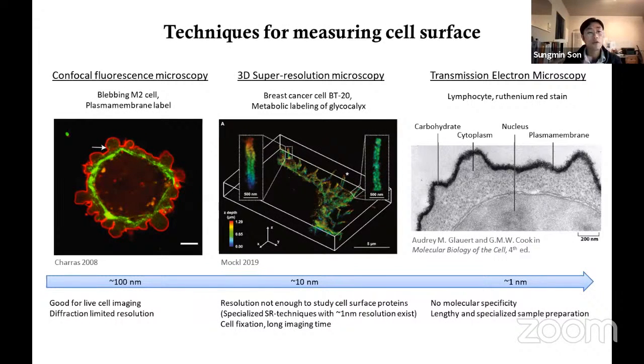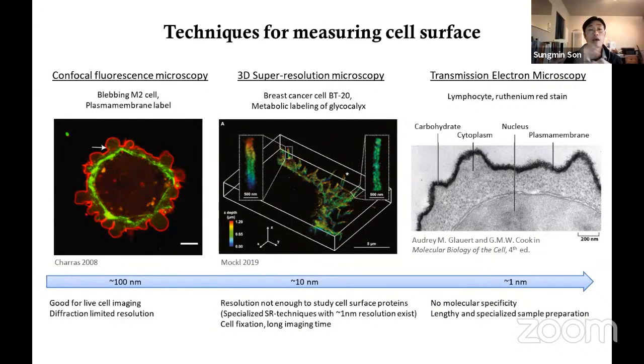So before going further, let's start by reviewing some of the imaging techniques that are available now. Usually for live cells, confocal microscopy gives very clean, very nice images. But systems like this are diffraction limited, so you can't resolve structures finer than a few hundred nanometers because of this physical diffraction limit.